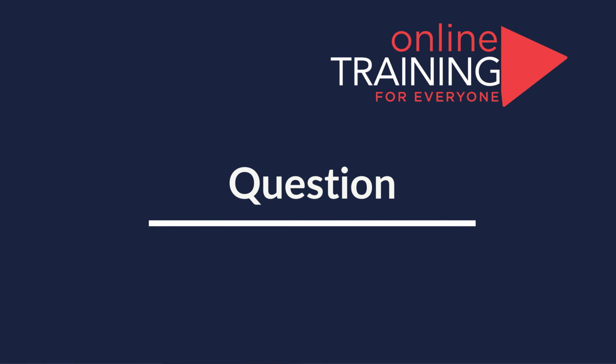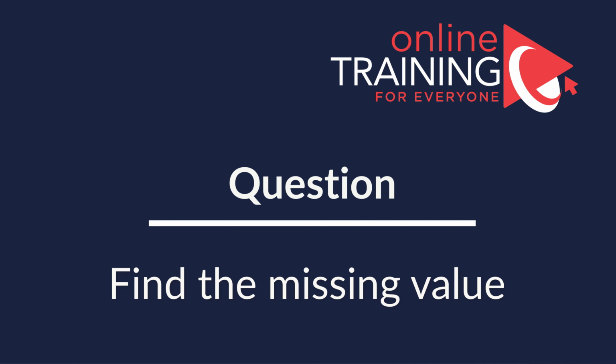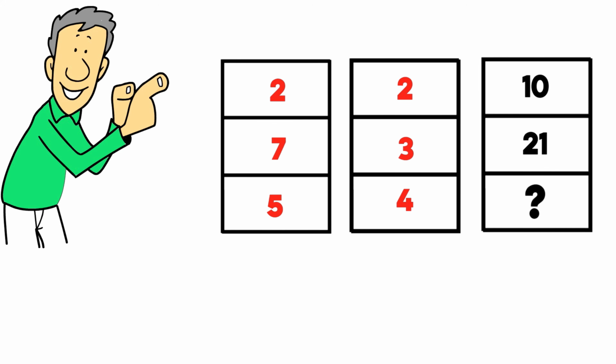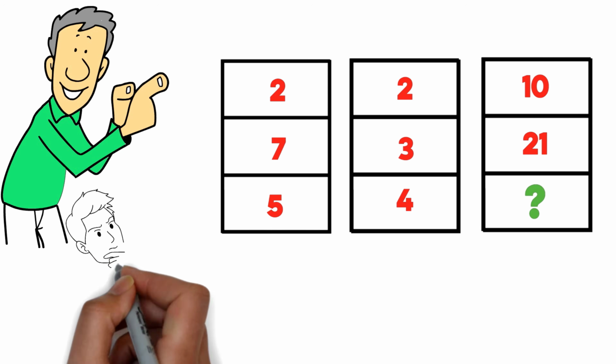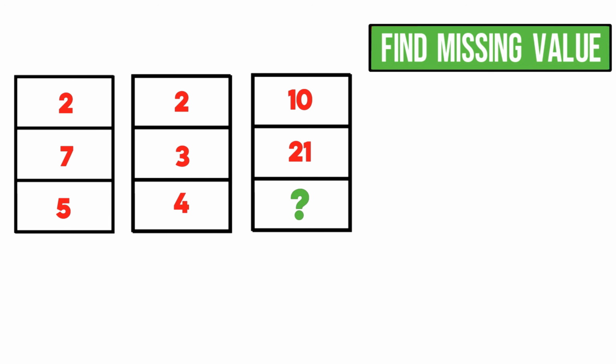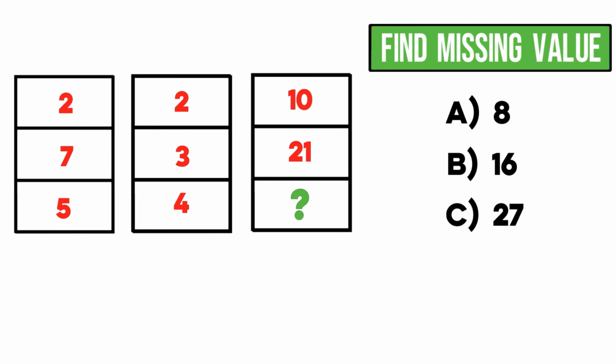I'm extremely excited to share with you the question that tests your pattern recognition skills. You're presented with 3 columns. Each column has 3 numbers. In the first column, we see numbers 2, 7, 5. In the second, middle column, we see numbers 2, 3, and 4. And in the last, rightmost column, column number 3, we see numbers 10, 21, and then 1 number missing. You need to find the missing value, which is highlighted by a question mark, and you have 4 choices to choose from.